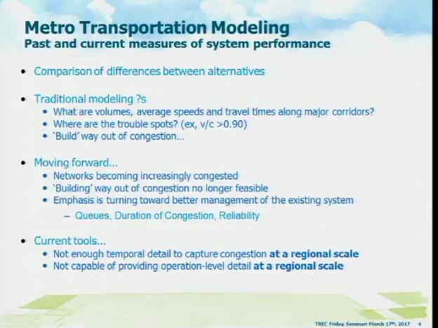And typically this has been fine. We've used references of like 0.9, 0.95, and we've always been able to figure out ways to build our way out of congestion. We can add additional highway capacity, or maybe add new transit service and get around some of those trouble spots.